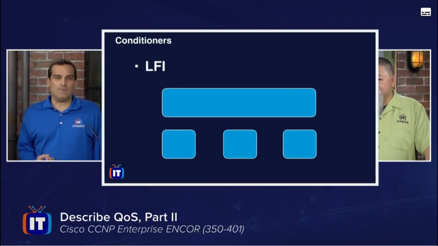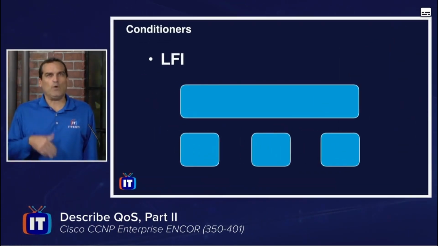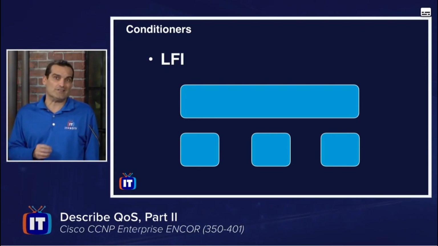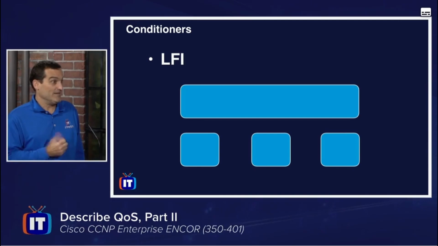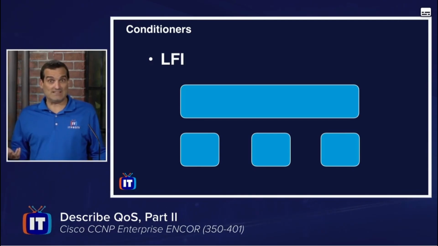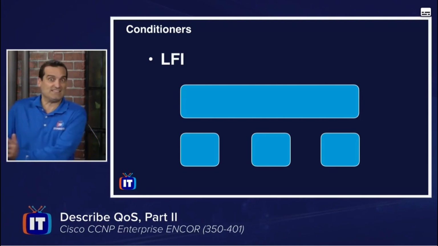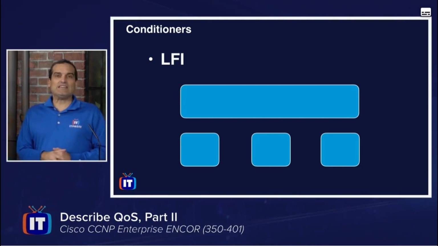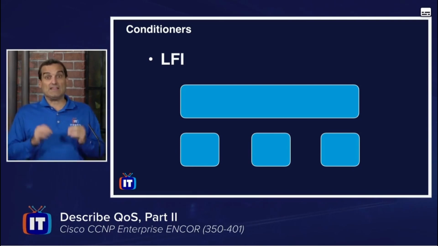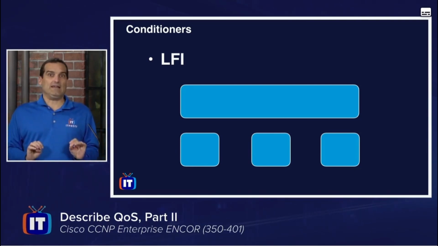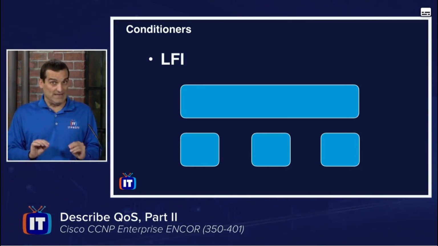This is link fragmentation and interleaving, and we often put it in a category of what we call conditioners. You know what would be another line conditioner or QoS conditioner? Compression. Okay. That's a valid QoS thing. Oh, don't send that big text file. Compress it down and send it. Link fragmentation and interleaving is a great technique on real low-speed links.